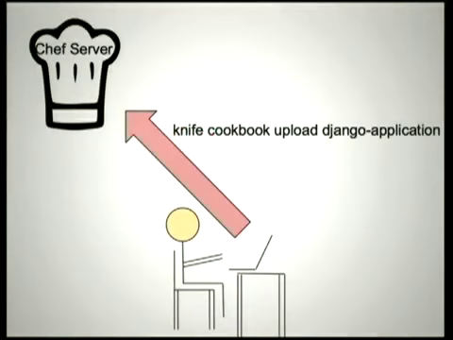When I'm done with my cookbook, I have to sync it up to my Chef server. So knife cookbook upload django application, and it's on my Chef server. And so whenever I go to create a new server or update any of my existing servers, it will get my new cookbook.